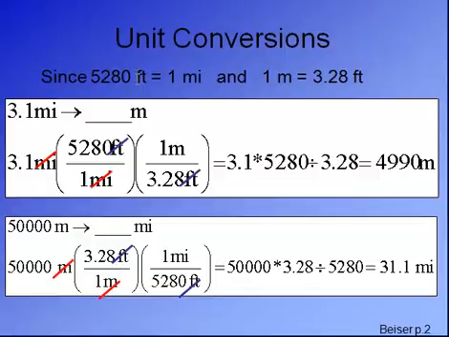So here's my feet. I put that on the bottom, my feet cancel out, my miles go up top. And looking at this, 50,000 times 3.28 divided by 5280, 31.1 miles. Okay, these take a little bit of practice, and some of them are trickier than others, but unit conversion is an important thing. So do some of those in the book. There are some homework problems for Chapter 1, a lot of them are unit conversion problems, so give those a try.